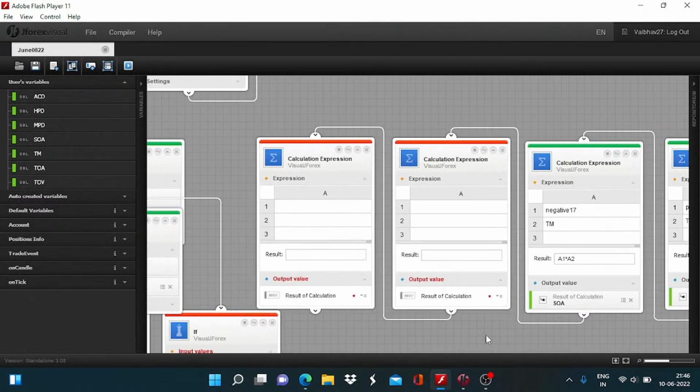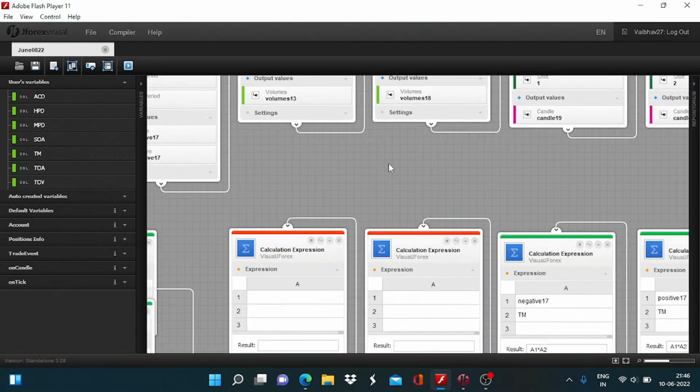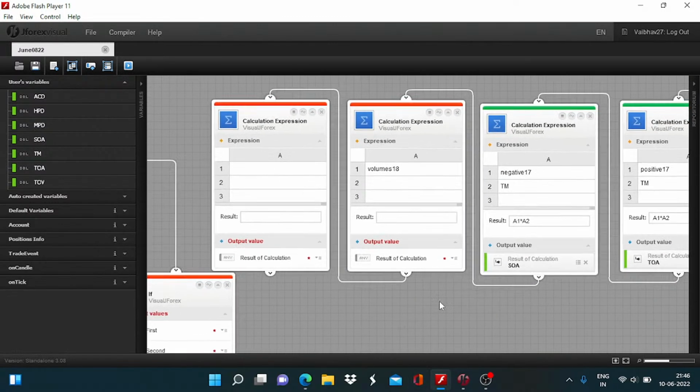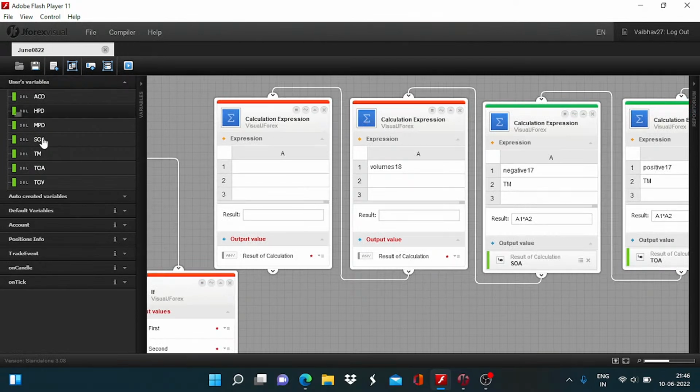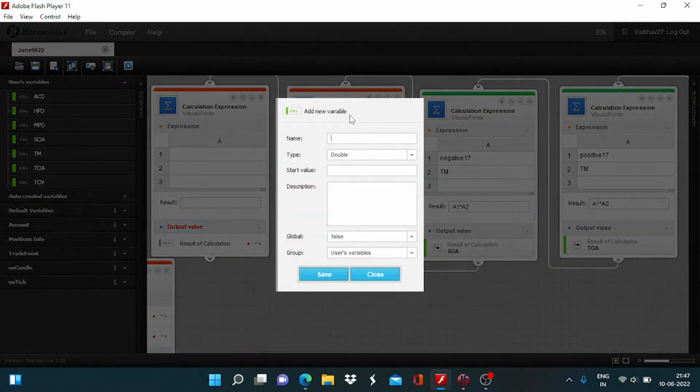We also have to do a similar calculation with the volume. So I will take volume 18 and we multiply it with TM. So this will be A1 into A2, and this will be named as SOV.